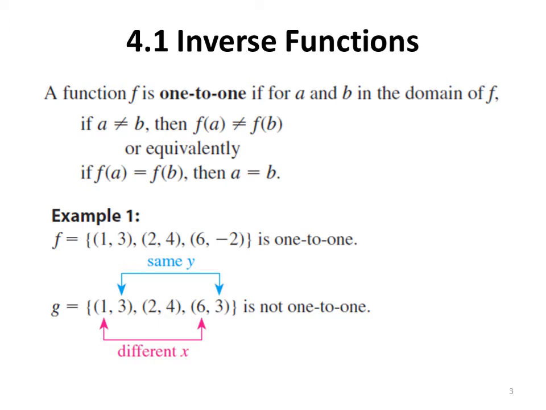In this example here, f is 1-to-1. F has (1, 3), (2, 4), and (6, -2), and is an example of a 1-to-1 function. The function g is not 1-to-1. It is a function, but it is not 1-to-1 because (1, 3) and (6, 3) have the same second element, the same y, but different x's. This function is not 1-to-1.